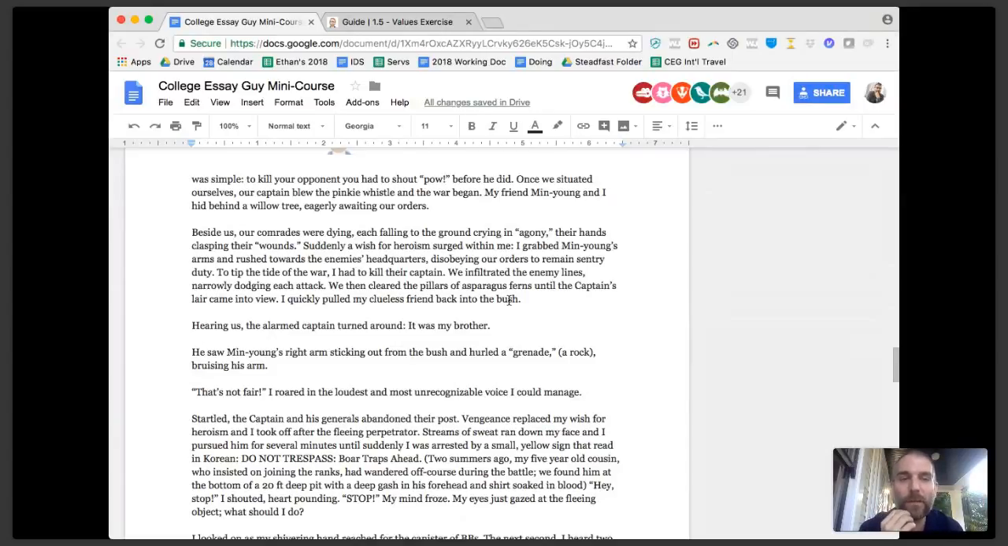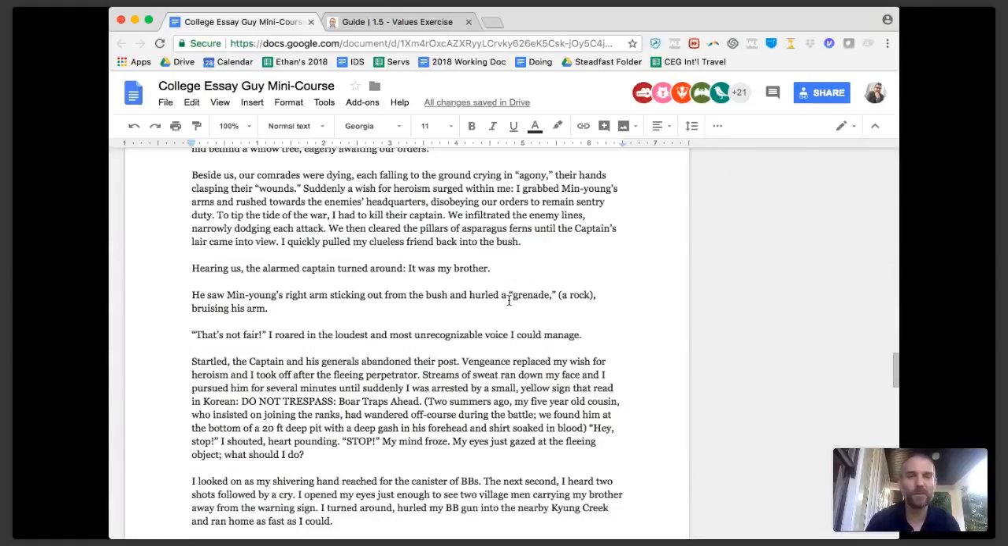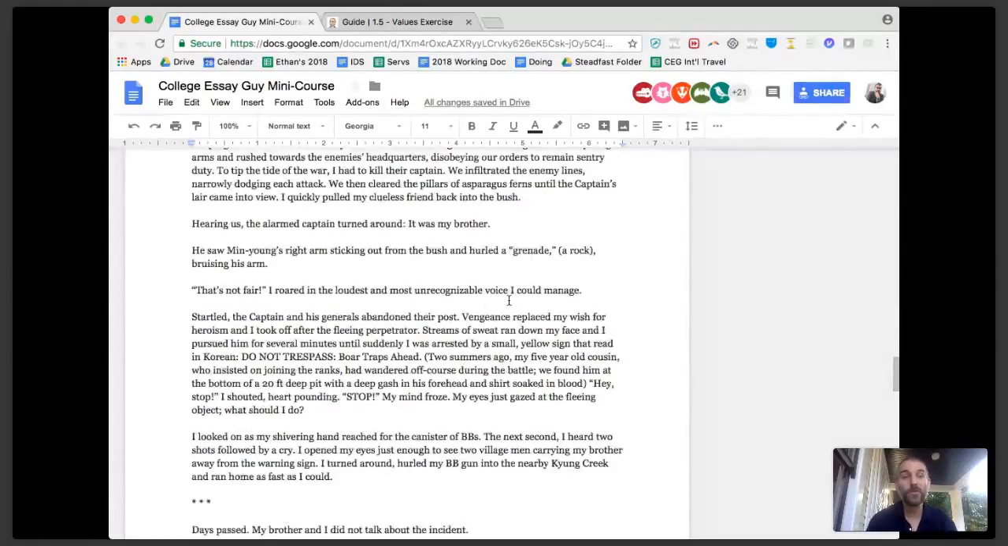"We infiltrated the enemy lines, narrowly dodging each attack. We then cleared the pillars of asparagus ferns until the captain's lair came into view. I quickly pulled my clueless friend back into the bush. Hearing us, the alarmed captain turned around. It was my brother. He saw Min Young's arm sticking out from the bush and hurled a grenade, a rock, bruising his arm. 'That's not fair,' I roared in the loudest and most unrecognizable voice I could manage. Startled, the captain and his generals abandoned their post. Vengeance replaced my wish for heroism, and I took off after the fleeing perpetrator."